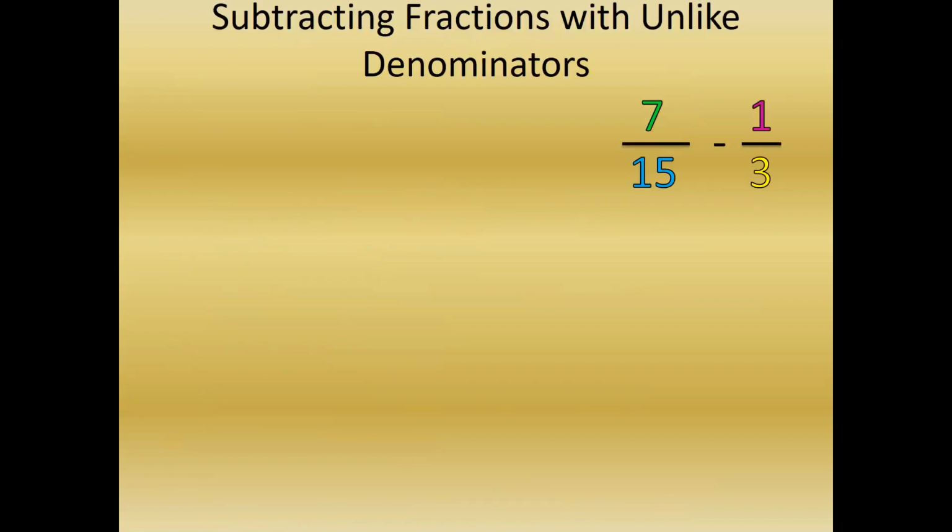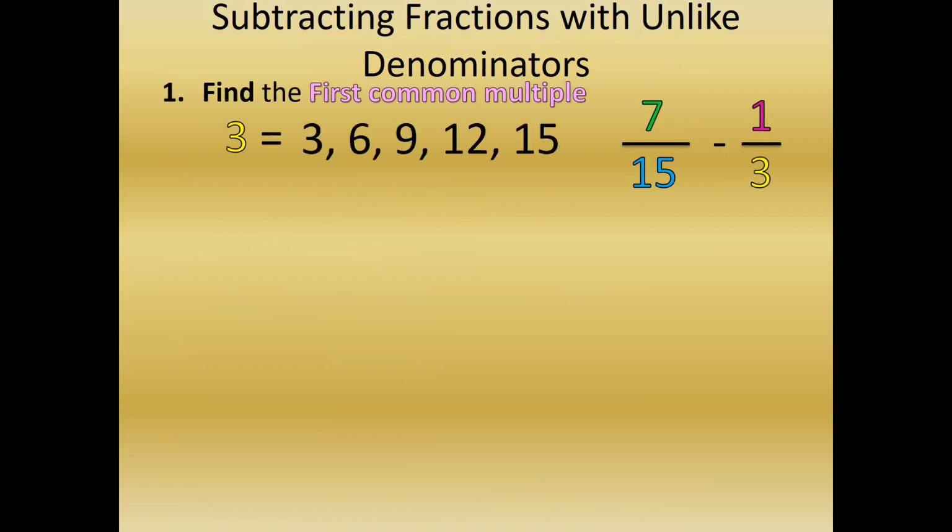All right, so we're going to start with a subtraction problem. So we have 7 over 15 minus 1 over 3. So the very first step is to find the first common multiple. Just like when we're adding fractions with unlike denominators, it is quite the same. So we have 3. Counting up by 3, we have 3, 6, 9, 12, 15. We're going to stop there for now.